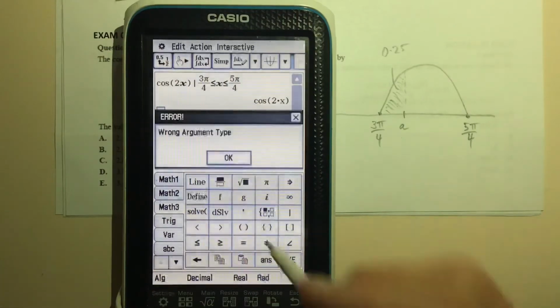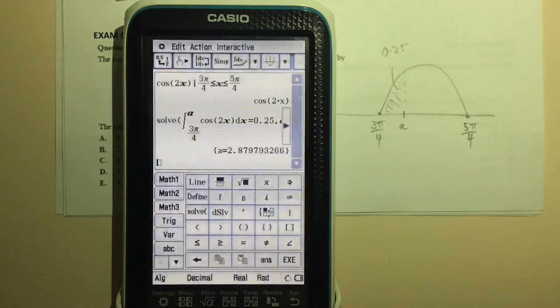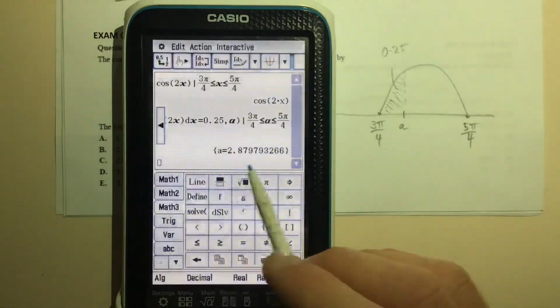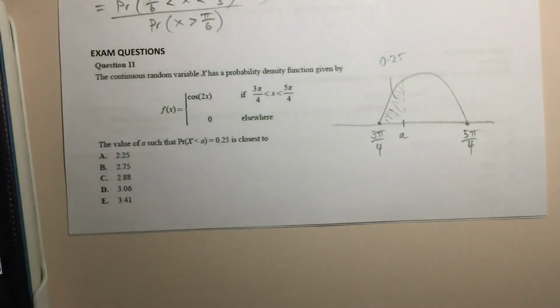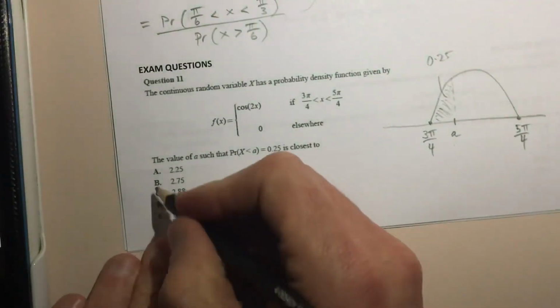That should hopefully give us... wrong argument type. That's not what I was hoping for. Do I need to close the bracket? Yeah, I just need to close that bracket. That gives us a value of a between 3 pi on 4 and 5 pi on 4, and hopefully it matches one of the options here. It says a equals 2.879, and so a is closest to 2.88.